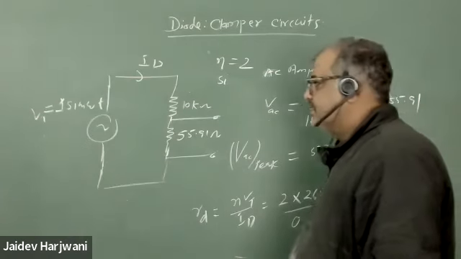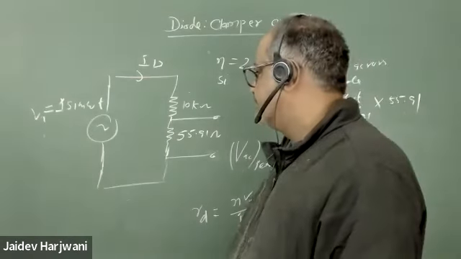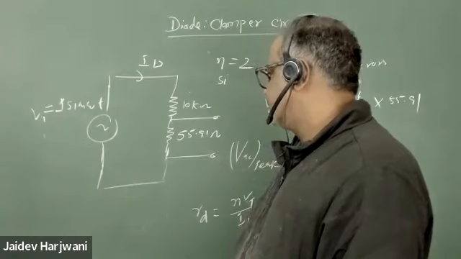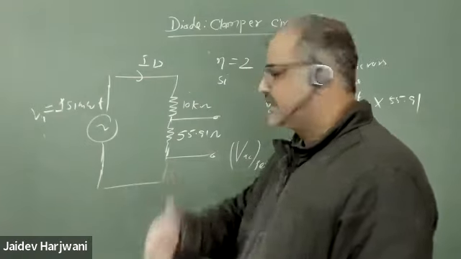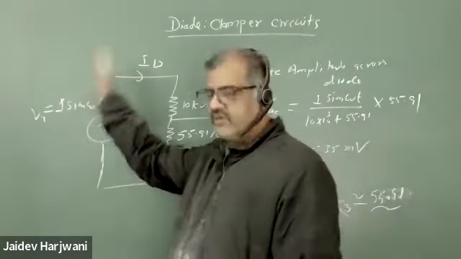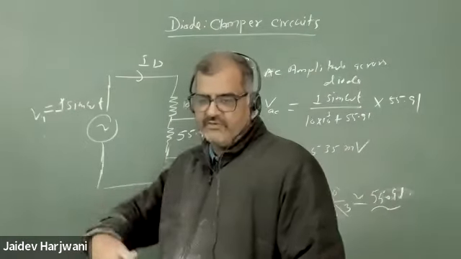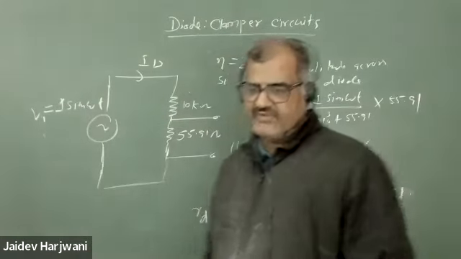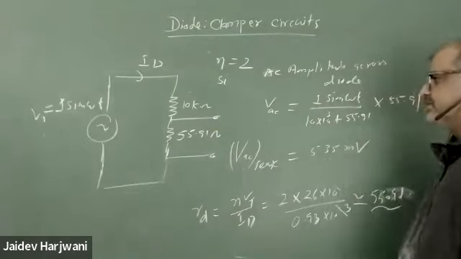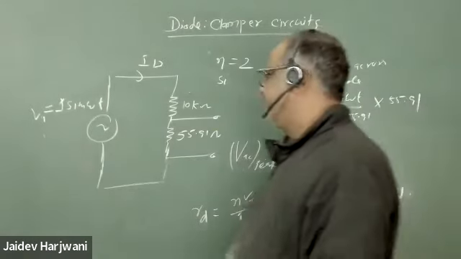For positive, voltage due to DC plus voltage due to AC will come. Yes. Total. Correct. For the peak value, we want the peak value, and for the minus peak value, that will be minus 5.35 millivolt. Very good. Yes, sir. So this gives the peak to peak value.